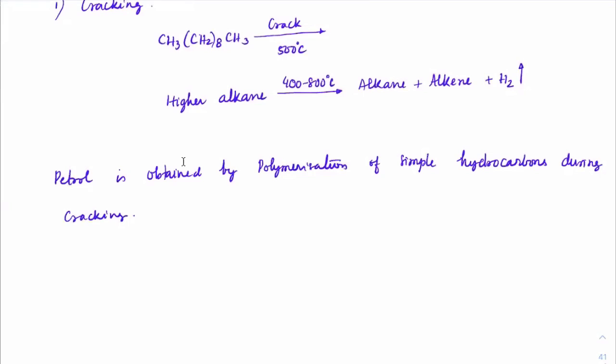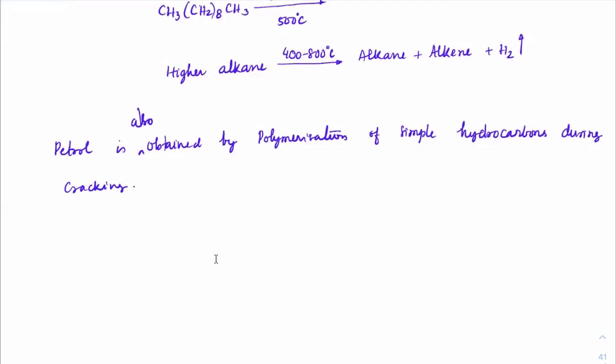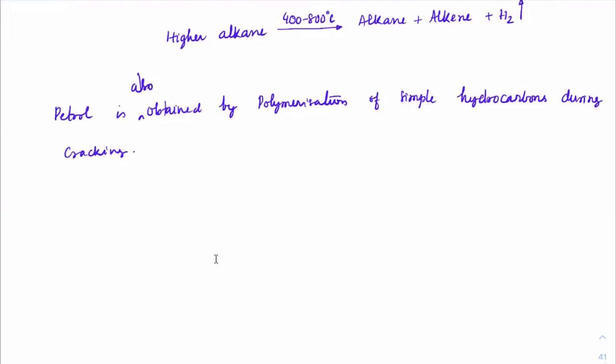Correct. Now, petrol is also obtained by simple polymerization. Polymerization of simple hydrocarbons here. Correct. And this polymerization is done in the presence of a catalyst like H2SO4 and H3PO4. Now, such type of reaction can be asked in exam.